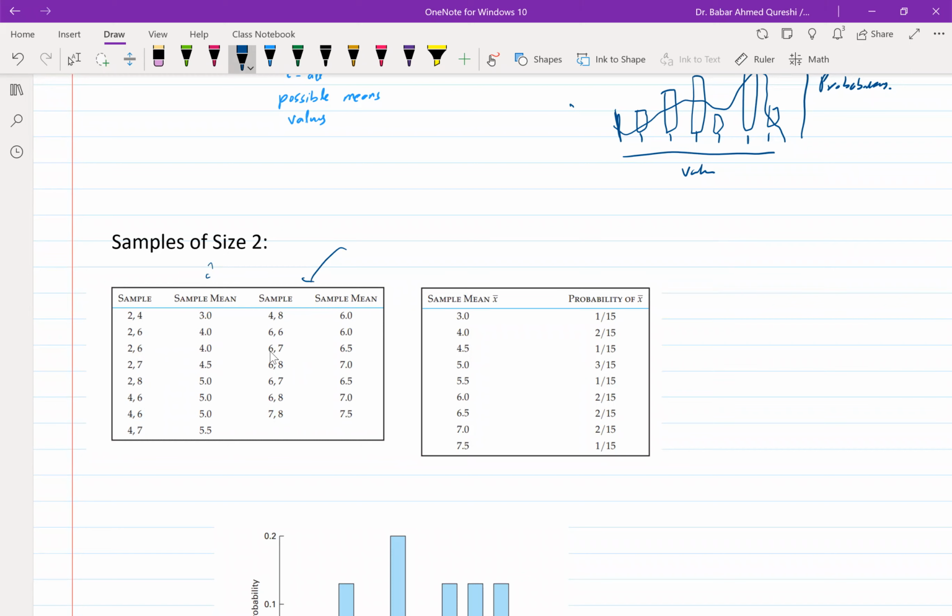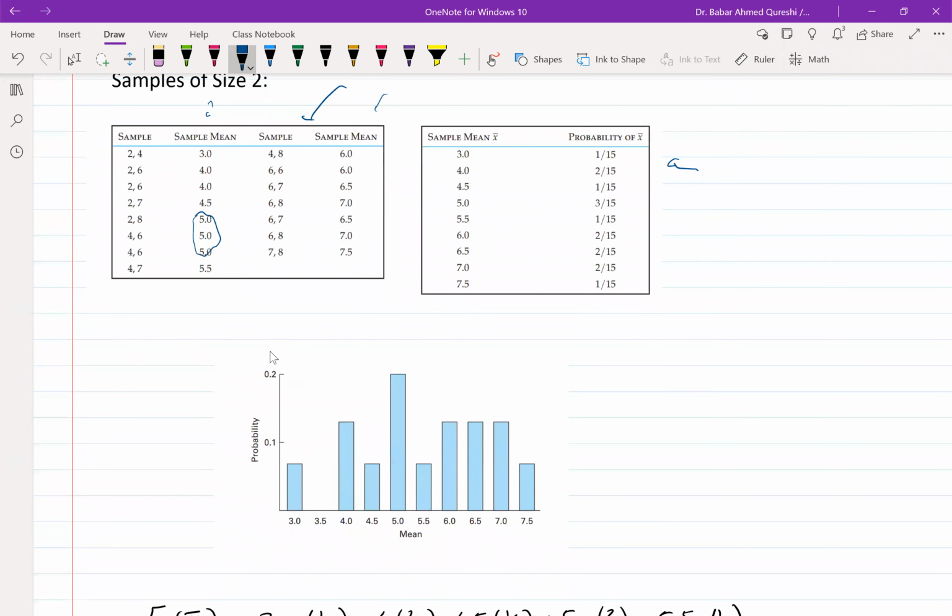So I can list what mean values are possible if I do the samples of size 2, and these are the possible means. And the total possible samples are 15, because each sample is equally likely, so I can give the means a probability distribution. Because 4 appears 2 times in possible samples, its probability is 2 by 15. 5 appears 3 times, like over here, so its probability is 3 over 15.